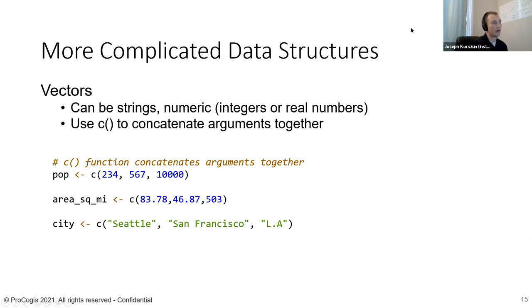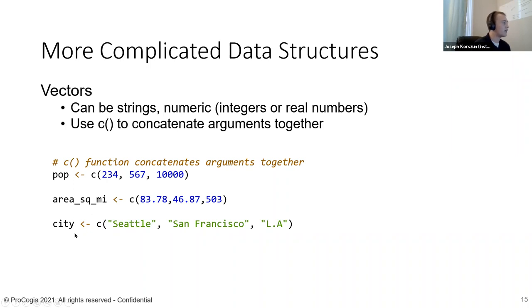And again, how do we work in R? We work in columns as opposed to rows. So all of those will be observations in that sense. And then again, same thing below. We have area square mile, and we're taking those arguments of 83.78, 46.87, and 503. And you can see the different decimal precision there. It doesn't impact the way of storing the variable. It'll store it as is based on the assignment for user-defined variables.